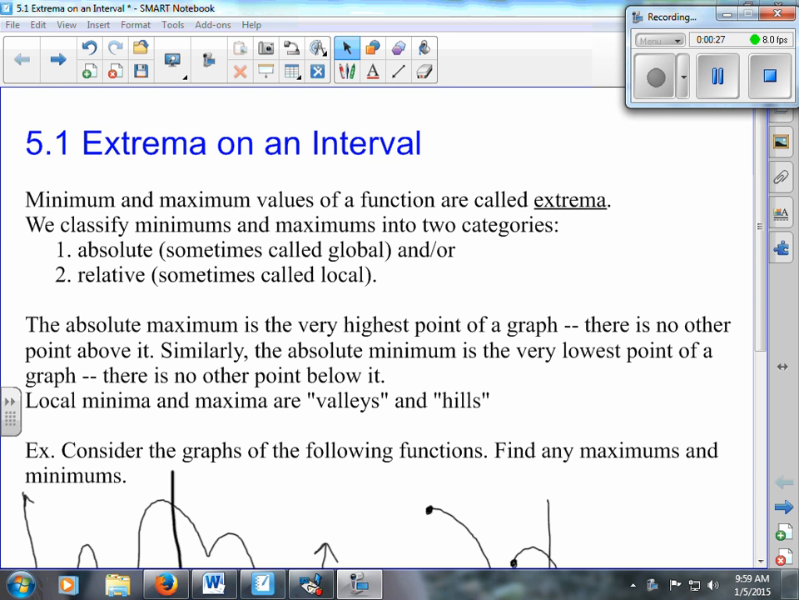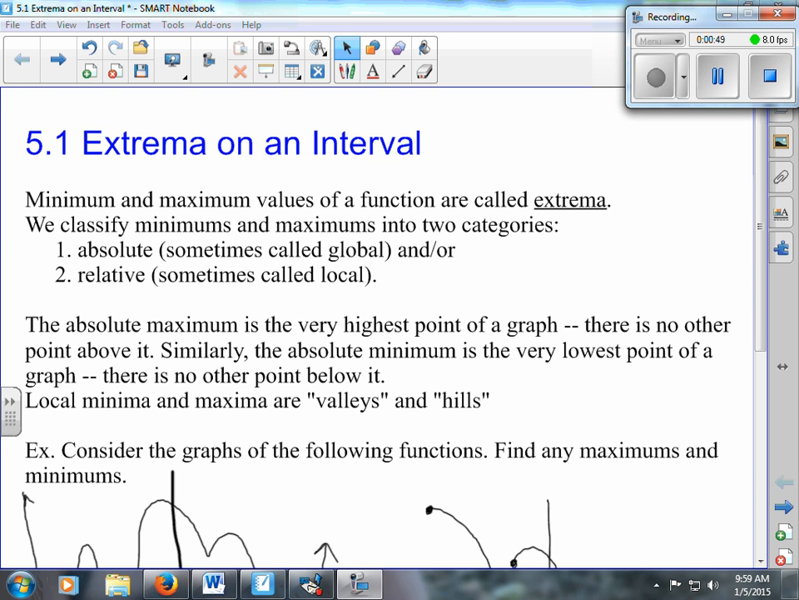One are absolute types. Absolute types mean bam, just the highest, just the lowest. I just want to know what is the highest value and what is the lowest value. That's it. And those are different than relative extrema, because with relative extrema, it's not necessarily the highest. It's just the highest in its region.